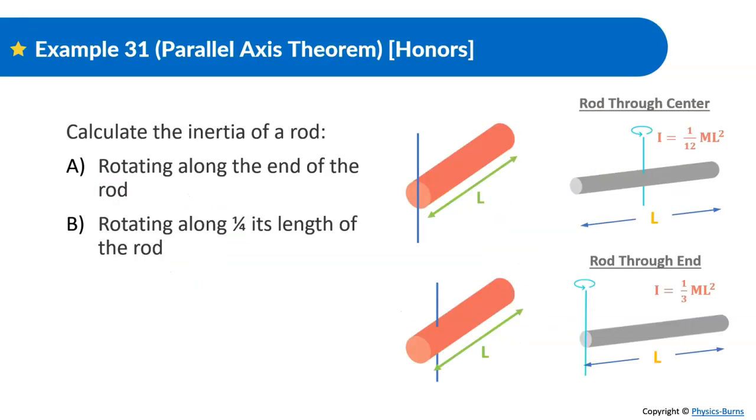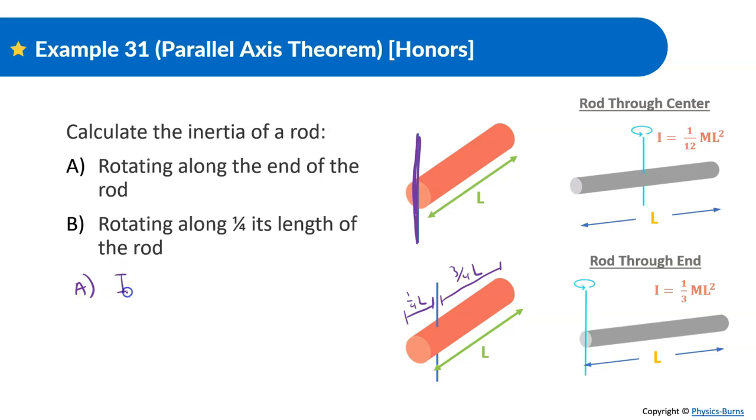Moving on. Calculate the inertia of a rod rotating along the end of the rod. It's kind of like a door, something that rotates along its end. And rotating at 1/4 of its length, so 1/4, and then that means this is 3/4. So let's do part A.